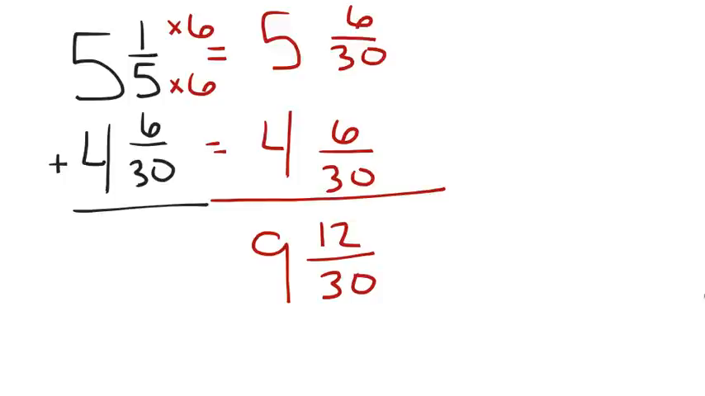Okay, let's try another one. 8 and 5/6. And we're going to subtract 3 and 1/4. So this one we do need to make common denominators. So we keep our 8 and our 3. And the common multiple of 6 and 4, you can multiply 6 and 4 and get 24, but there's actually a smaller one, which is 12.